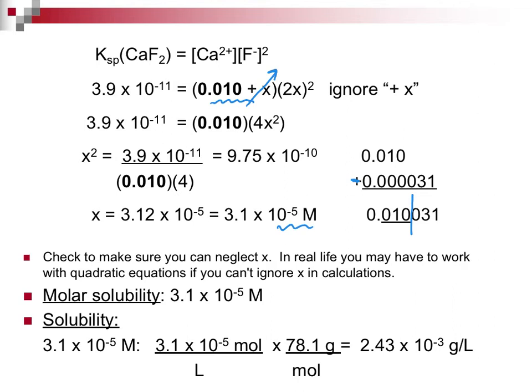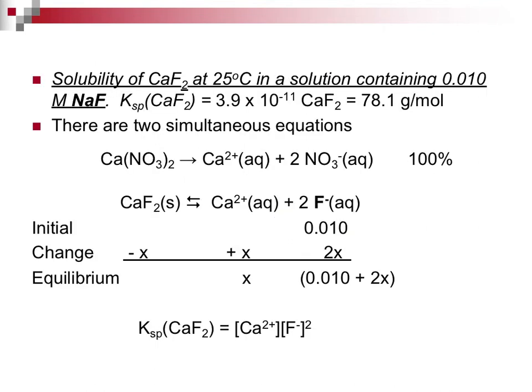So our molar solubility is 10 to the minus 5th molar, but our actual solubility in grams per liter is 2.43 times 10 to the minus 3 grams per liter. Make sure you can differentiate between these two. For this problem, we added additional cation. For the second problem, we are going to add additional anion, and it's a carbon copy. We just have the number sitting in a different spot on the ICE table.